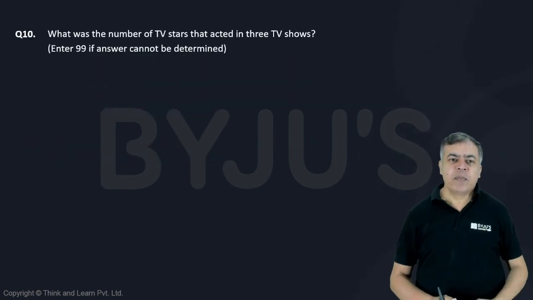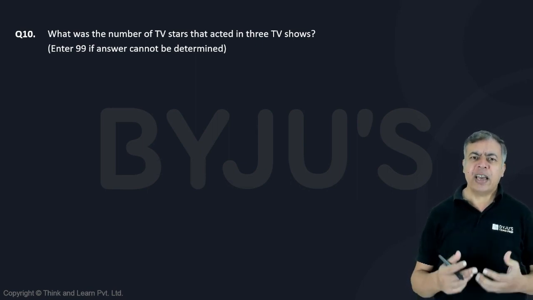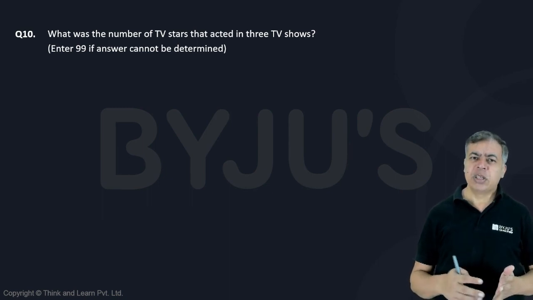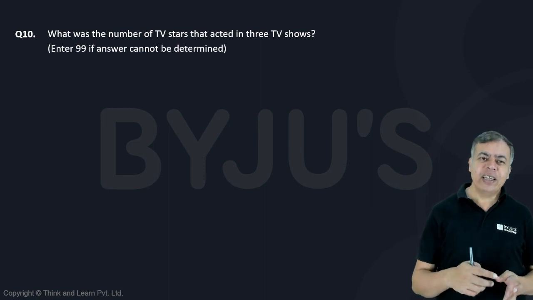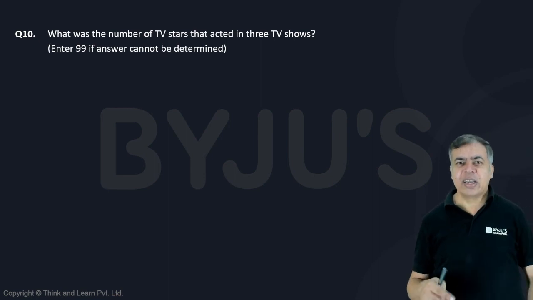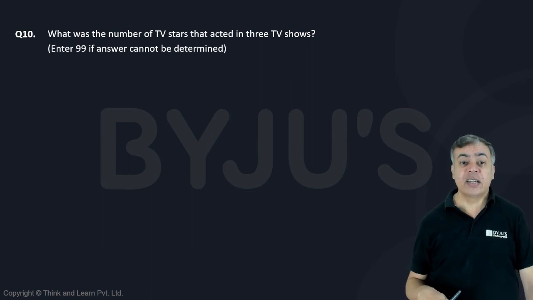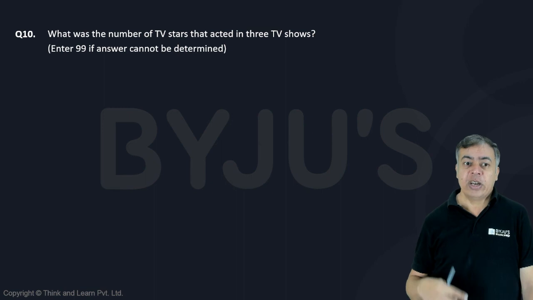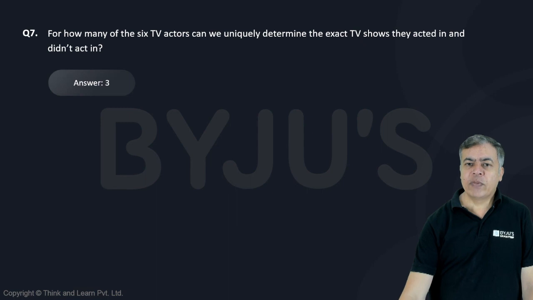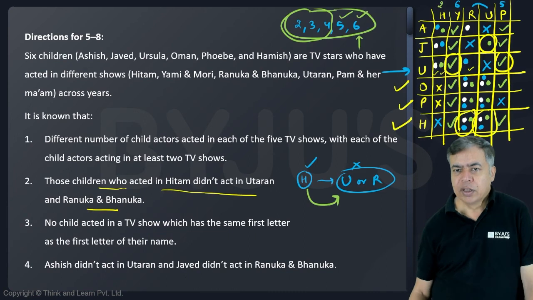Now, what was the number of TV stars that acted in 3 TV shows? Because it was a theta type of question, you type in the answer: 1, 2, 3, whatever. You will answer 99 if the answer cannot be determined. So here you can answer 99 also if it cannot be determined. Now the question is, what was the number of TV stars that acted in 3 TV shows? Just see what we can conclude from this data.